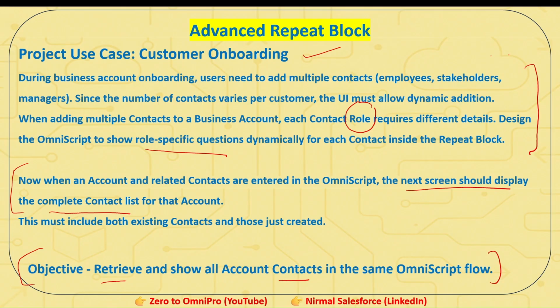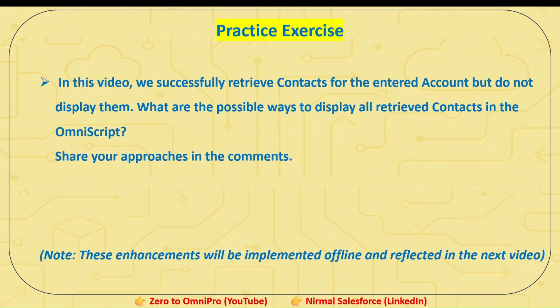Now, if you understood this, I would like to give one suggestion. Here we are able to retrieve contacts for the entered account, but not able to display them as I mentioned. Could you please try and think which are the possible ways to display all retrieved contacts in the OmniScript? You can share your approaches in the comments as well.